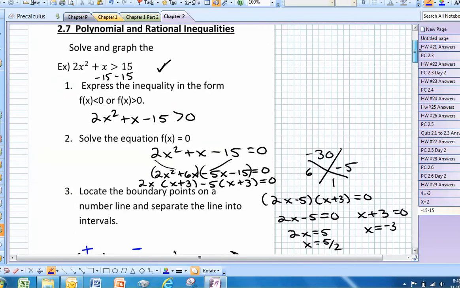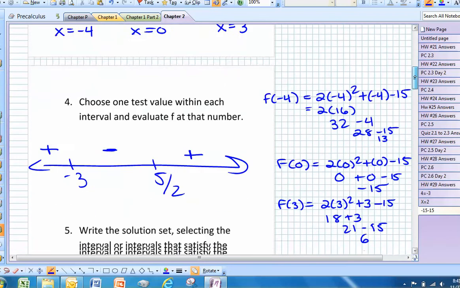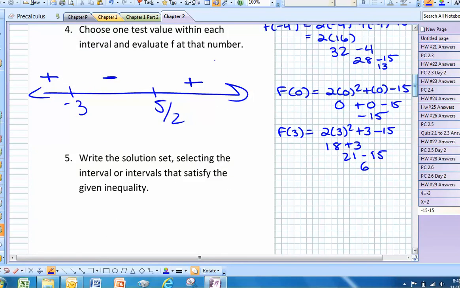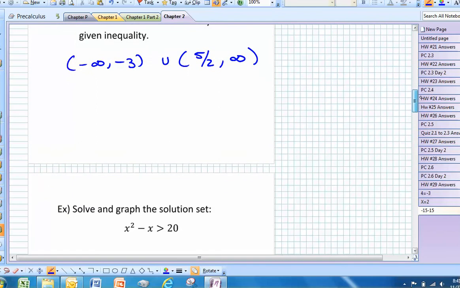So now I look at the beginning and I want it to be greater than 0. So if it's greater than 0, that means I want it to be positive. And the intervals where it's positive are less than negative 3 and greater than 5 halves. Those are the intervals where it is positive, and that is your answer.